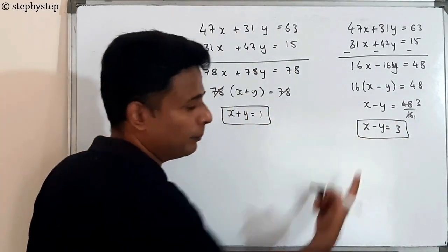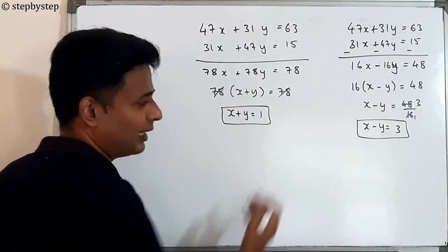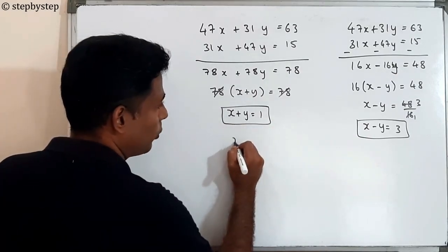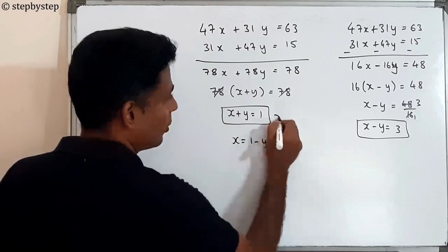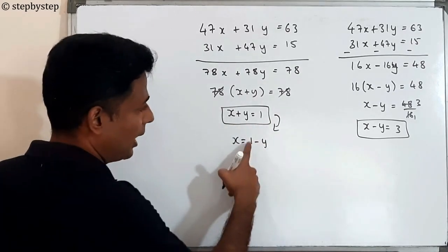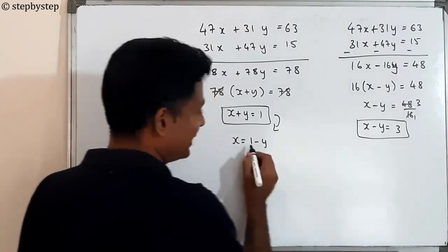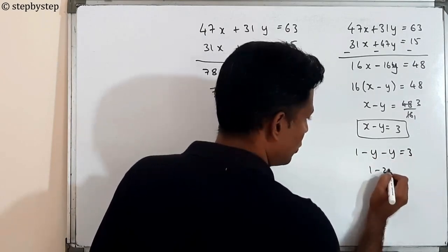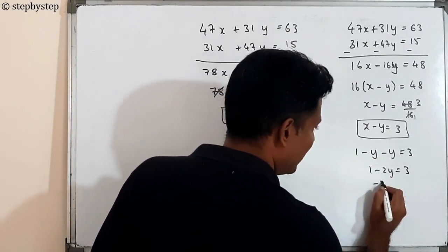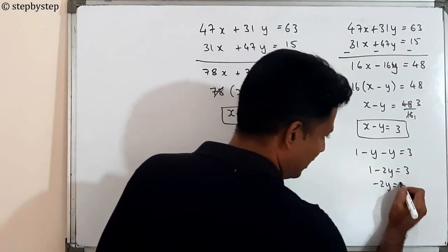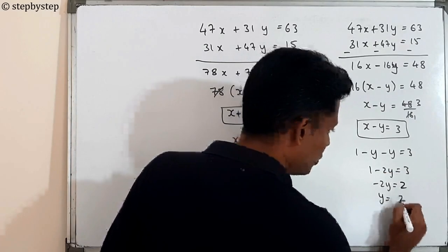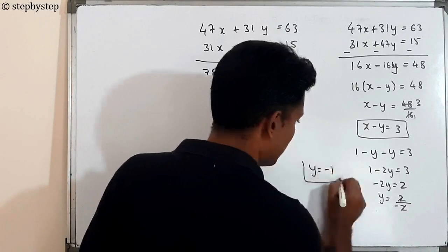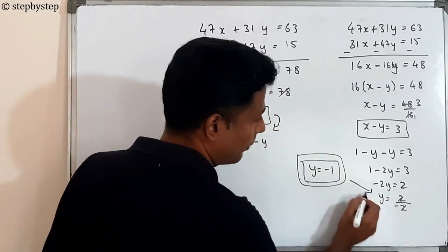Now I have got two very simple equations. Now we can use any method and solve them easily. I'll use substitution. So x plus y equal to 1, so x is equal to 1 minus y. From here I got this. I'll substitute this in this. So instead of x, I write 1 minus y, equal to 3. So 1 minus 2y equal to 3. This goes to the other side. Minus 2y equal to 3 minus 1, which is 2. So y equal to 2 by minus 2, which is nothing but y equal to minus 1.